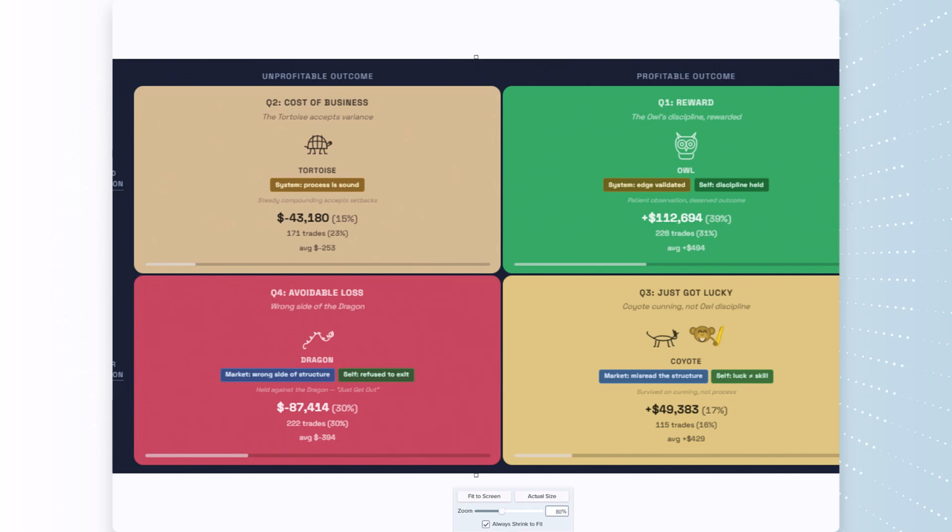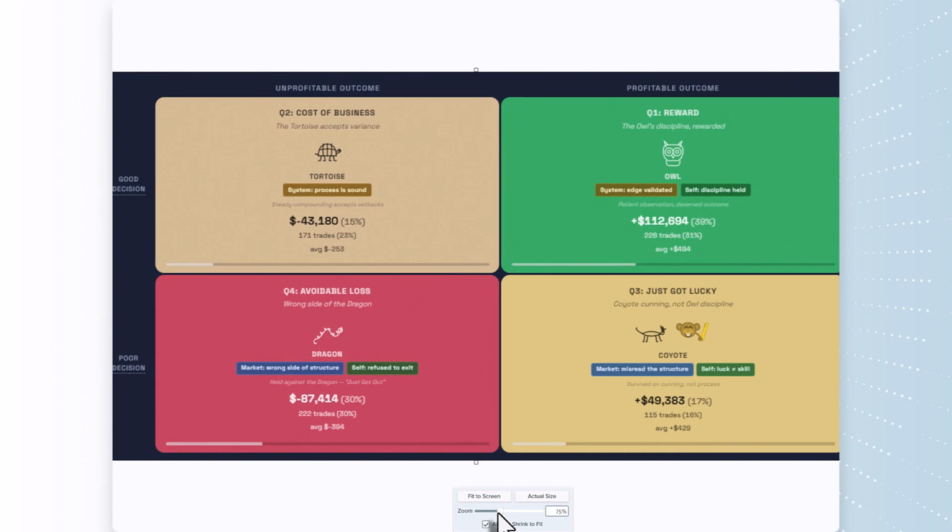So this is a case where the trader has very specific trading rules, and we've set up this 2x2 matrix. We're going to say he's made good decisions to follow his rules, bad decisions not to follow his rules. His trades had unprofitable outcomes or profitable outcomes.